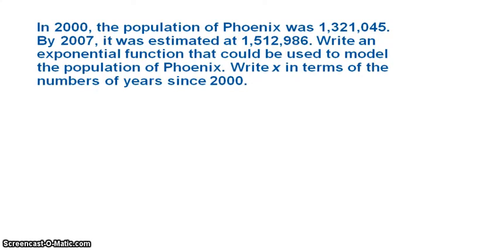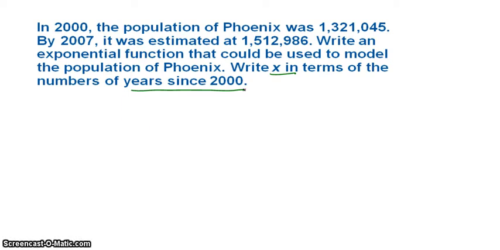So in this particular example, in 2000, the population of Phoenix was 1,321,045. By 2007, it was estimated to be 1,512,986. Write an exponential function that could be used to model the population of Phoenix. Write x in terms of the number of years since 2000. So I know that I'm not going to have my full year as my exponent, it's rather going to be years since 2000.